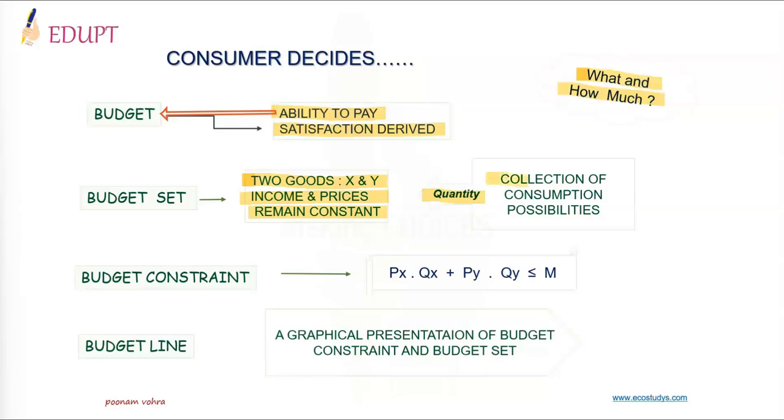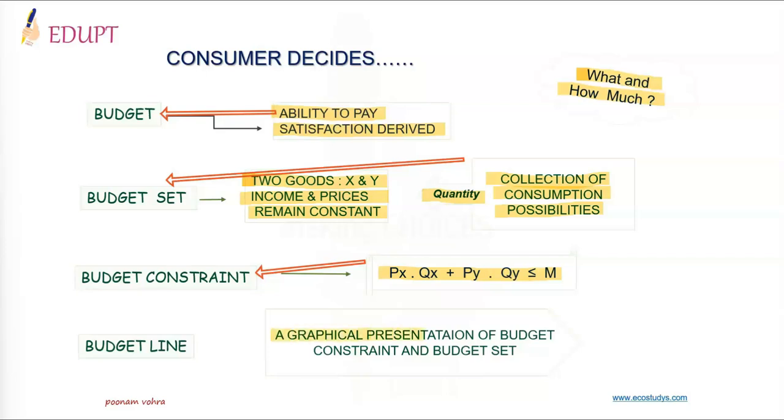So a collection of such consumption possibilities that a consumer can buy at a given price while remaining within the limits of his income is the budget set. The mathematical inequality, that is expenditure incurred on X, Px into Qx, price of commodity X into quantity of commodity X, plus expenditure incurred on Y, price of commodity Y into quantity of commodity Y, is less than or at most equal to M, that is income, is called budget constraint.